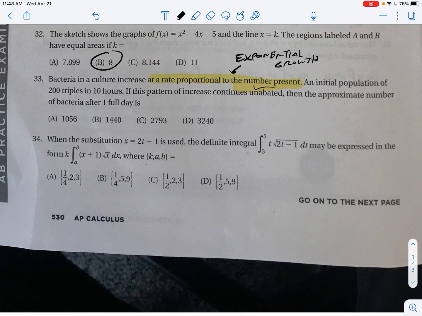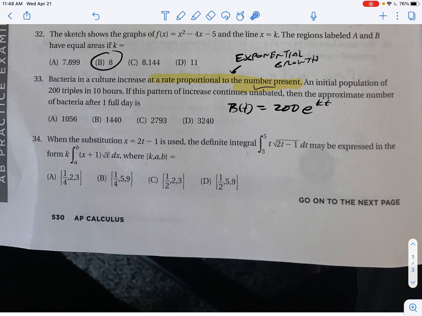So the initial population of 200 triples in 10 hours. If this continues, what will it be after 1 day? So basically we're starting with 200. So the number of bacteria is 200 times e to the kt. We're starting with 200 and it's exponential.